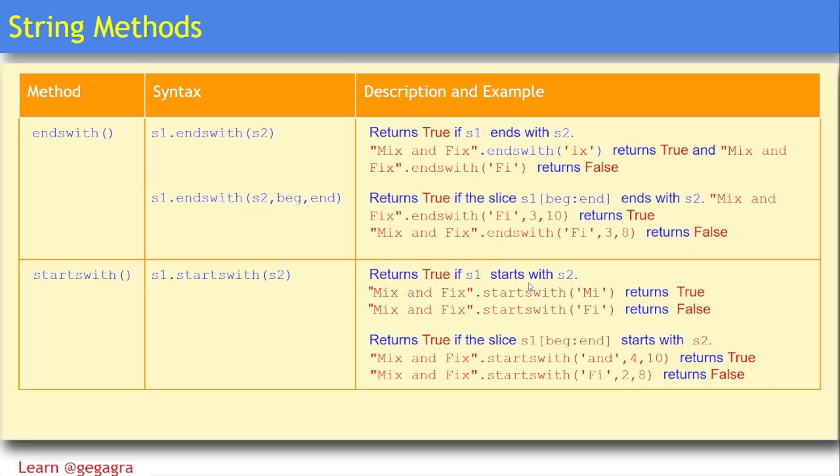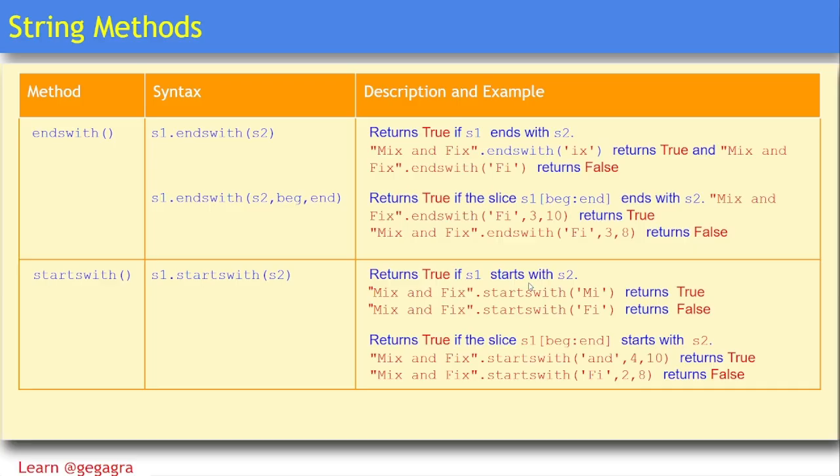So from x, I'll have to move 2, 3, 4, 5, 6, 7. So this is the last index because we have to move till 8 minus 1. So 8 minus 1, that is 7, is the index. So it does not start with fi, and that is why it will return false.